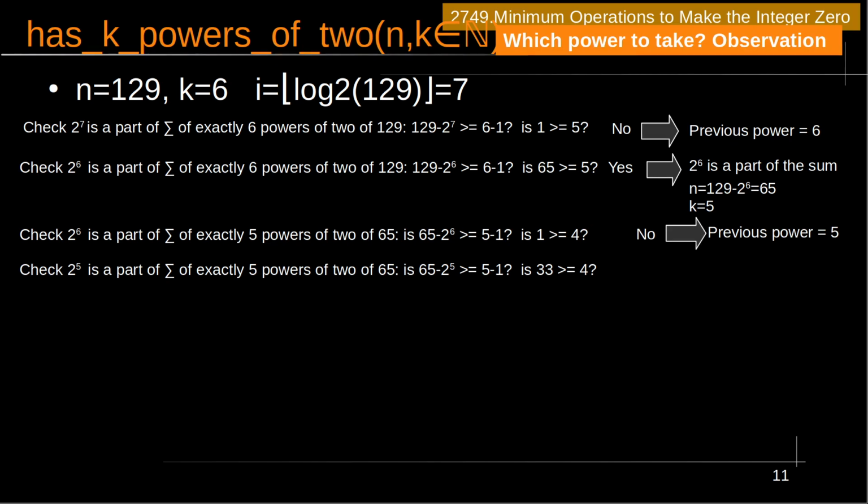Compute 65 minus 2 power 5, is it greater or equal to 5 minus 1? Which is 33 greater or equal to 4. The answer is yes. 2 power 5 is a part of the sum. So we can recompute n and we reduce k, because we have found 2 powers now, 2 power 6 and 2 power 5, but it remains 4 powers.